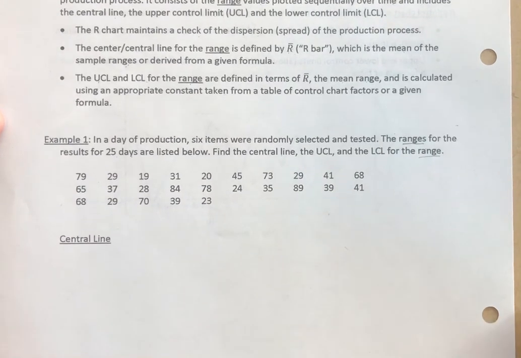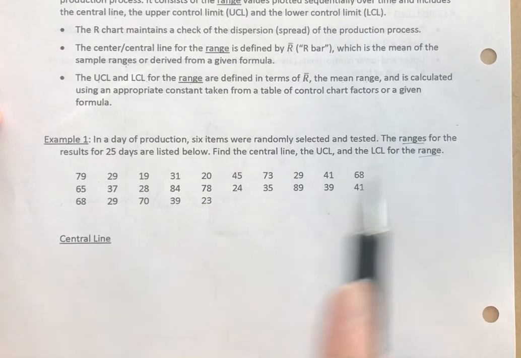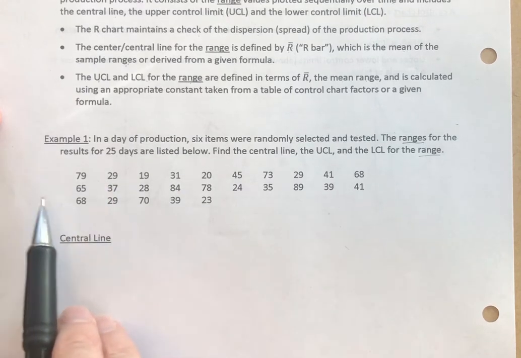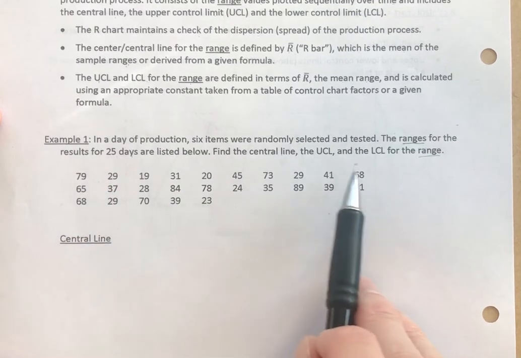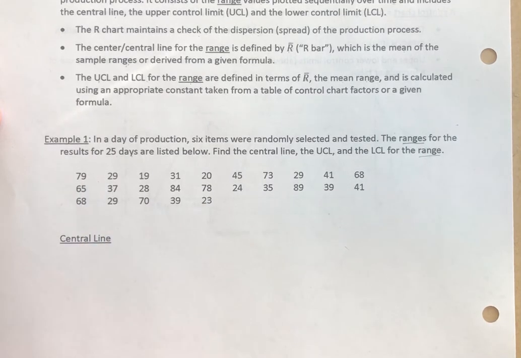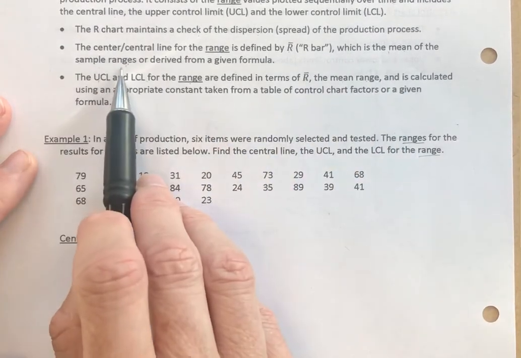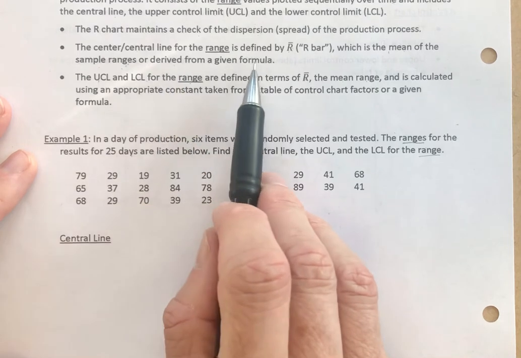Okay? As I say, other control charts, there's an X bar chart, there's a run chart, or we're looking at an R control chart. We're dealing with ranges. And here are the 25 range results for the 25 days. Let's find the central line. Well, the central line is the mean of the sample ranges, or is derived from a given formula.